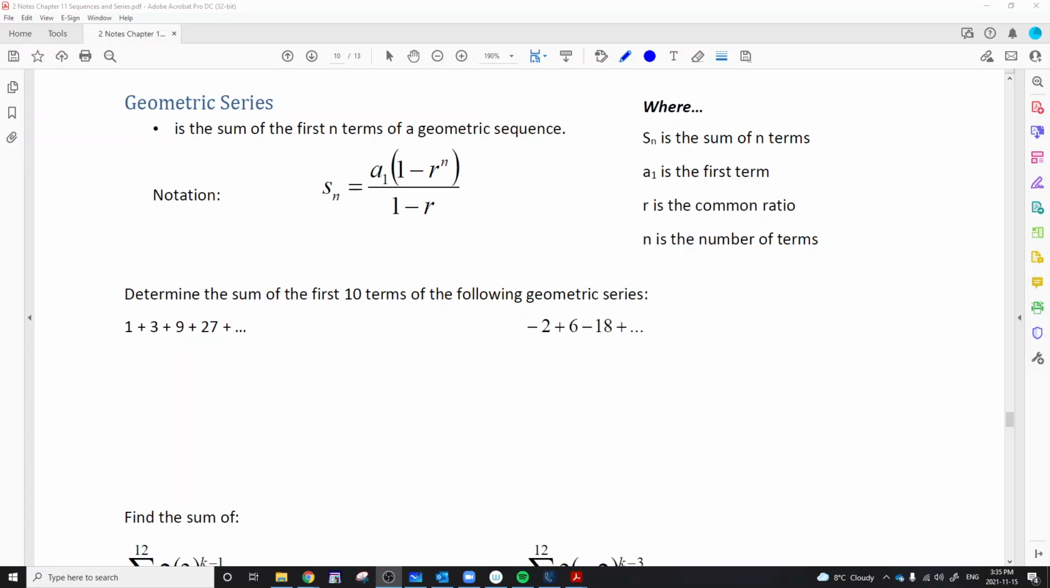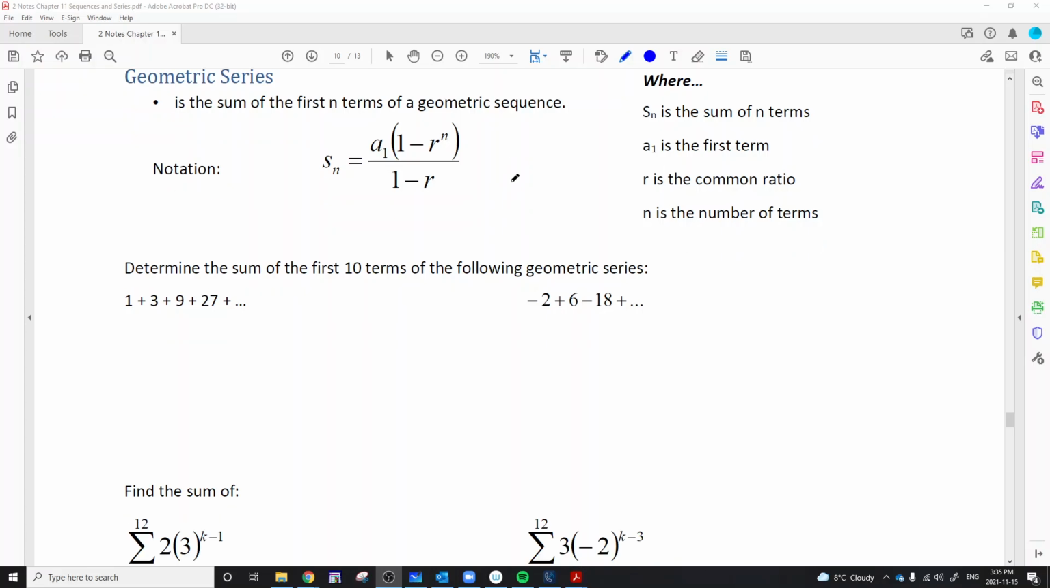And just like arithmetic sequences, afterwards comes series. So now we're going to talk about how to find the sum of the first n terms of a geometric sequence, which we will call a geometric series. I don't have a fun story like the Gauss story, but this is the equation to find the sum of n terms in a geometric series.